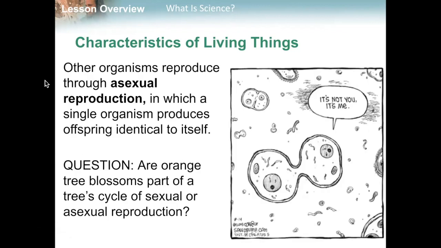Other organisms reproduce through asexual reproduction, in which a single organism produces offspring identical to itself. It's not you, it's me. So the question: are orange tree blossoms part of a tree's cycle of sexual or asexual reproduction?